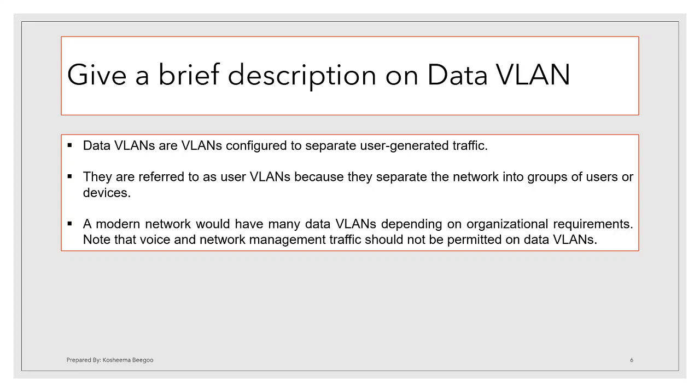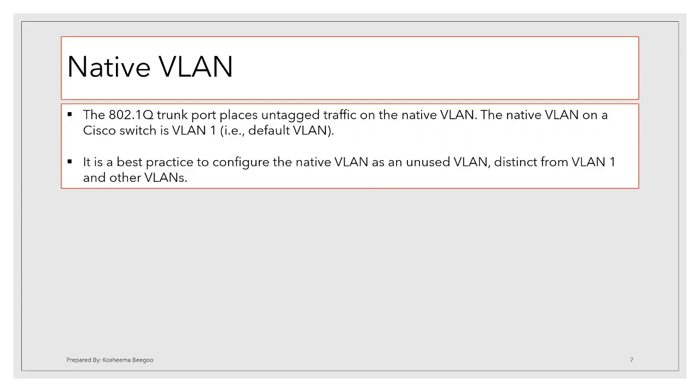Now, give a brief description on data VLANs. Data VLANs are VLANs configured to separate user-generated traffic. They are referred to as user VLAN. So another name for data VLAN is also user VLAN because they separate the network into groups of users or devices. A modern network would have many data VLANs depending on organizational requirements. Note that voice and network management traffic should not be permitted on data VLANs.